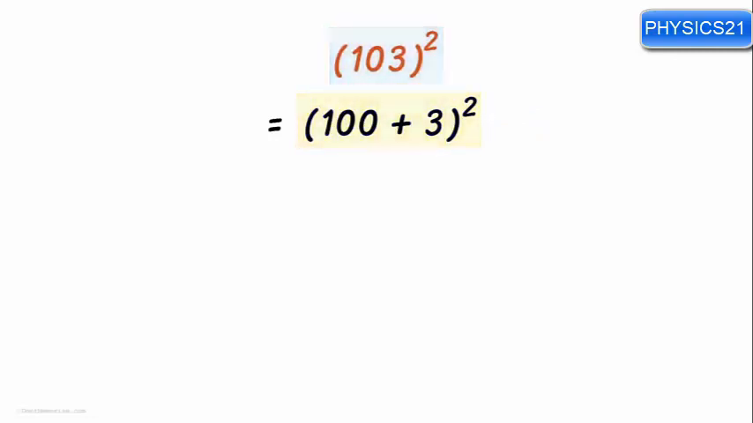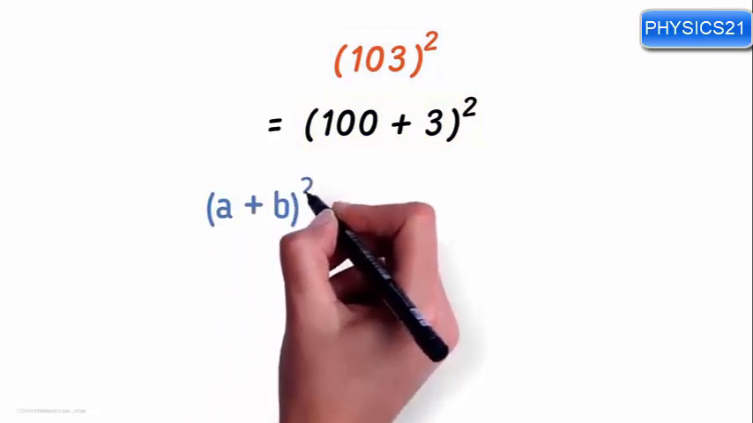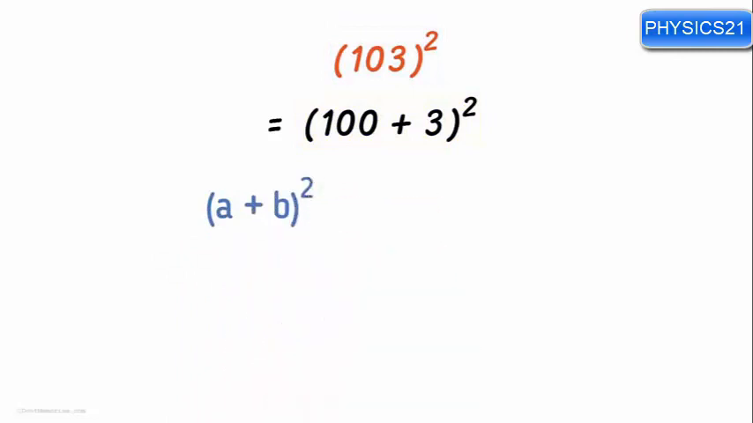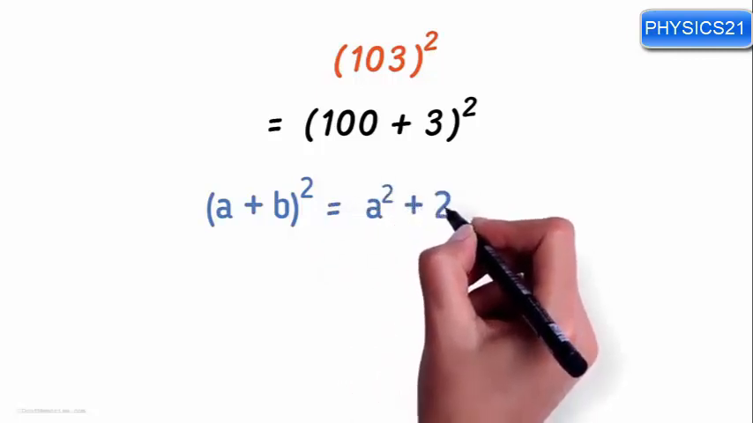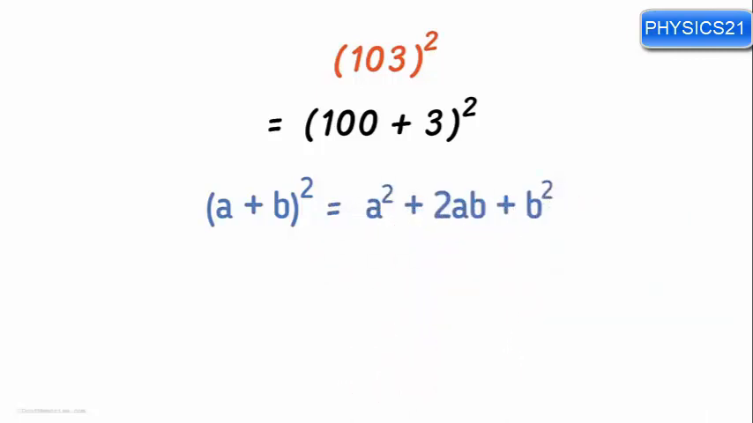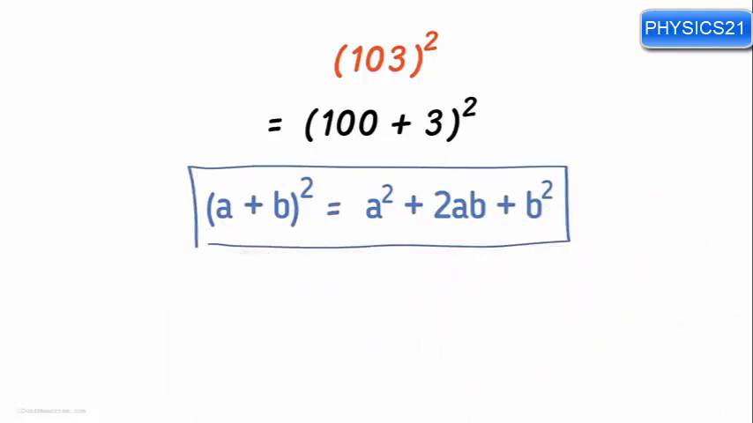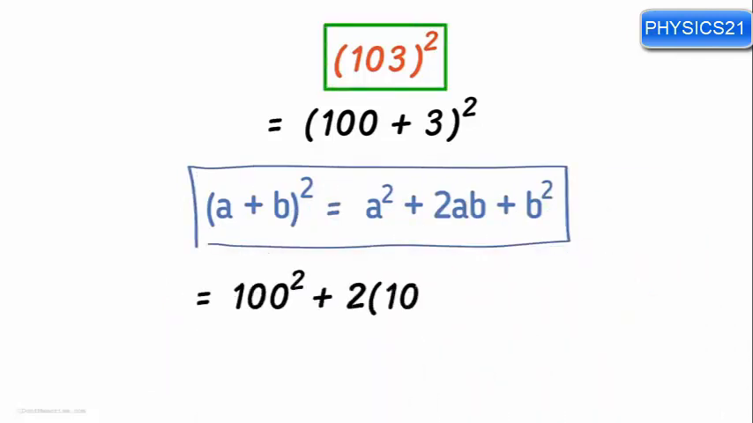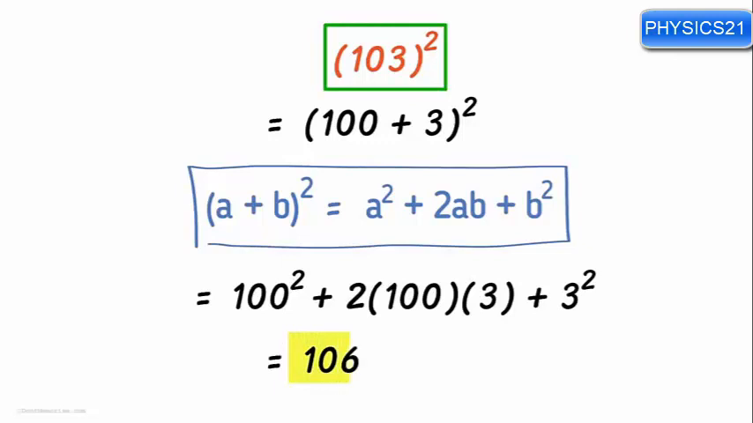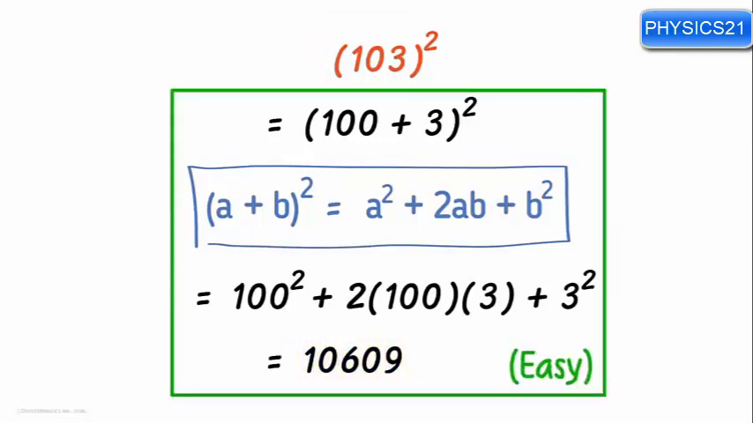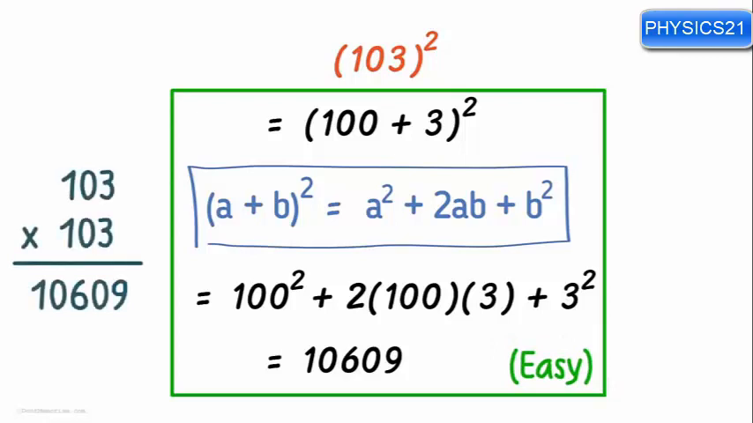Now we all know the formula of a plus b the whole squared, right? Can you tell me what it is? Yes, it's a squared plus 2ab plus b squared. Hence we can apply this formula and get the answer of 103 the whole squared as 10,609. This method is much simpler as compared to multiplying it the regular way.